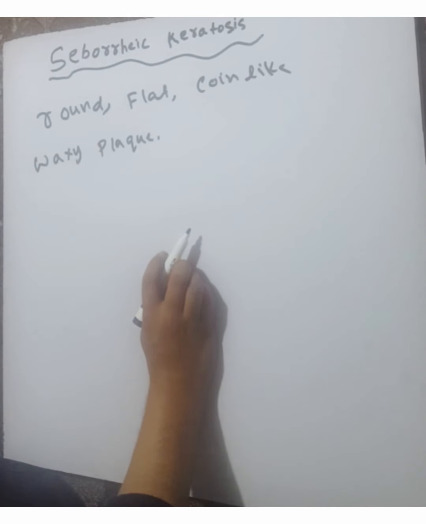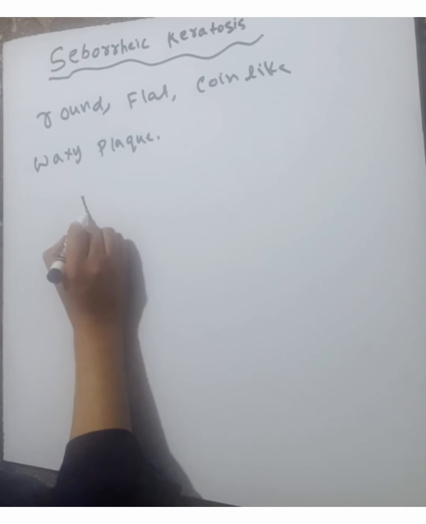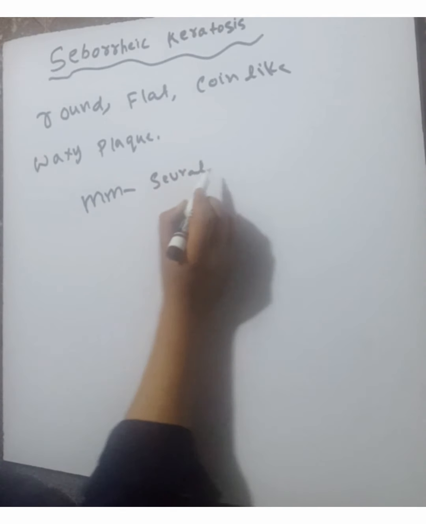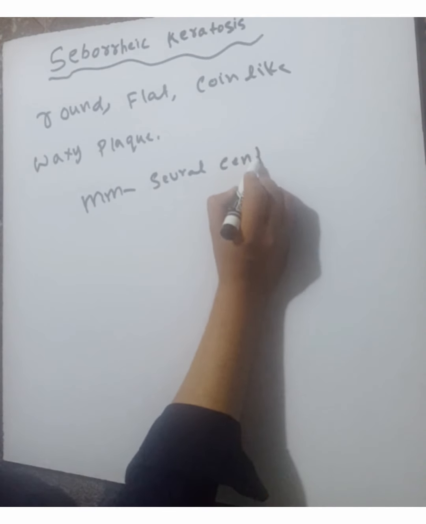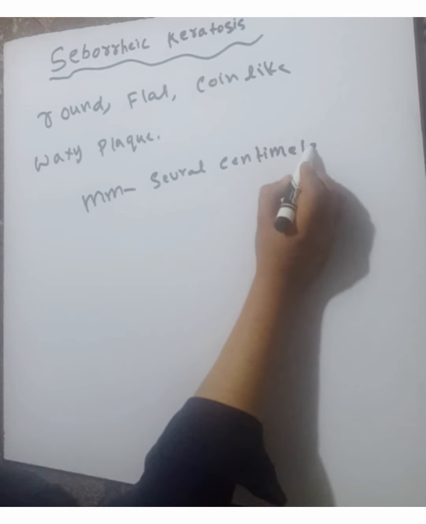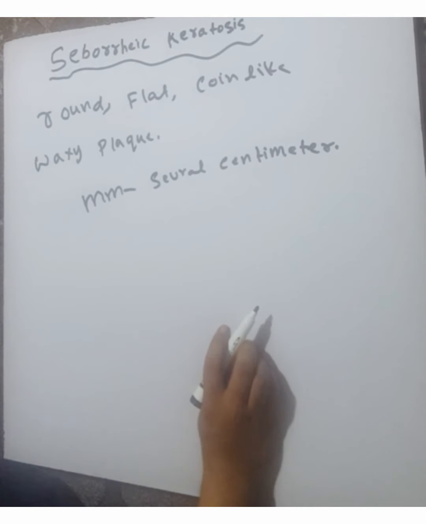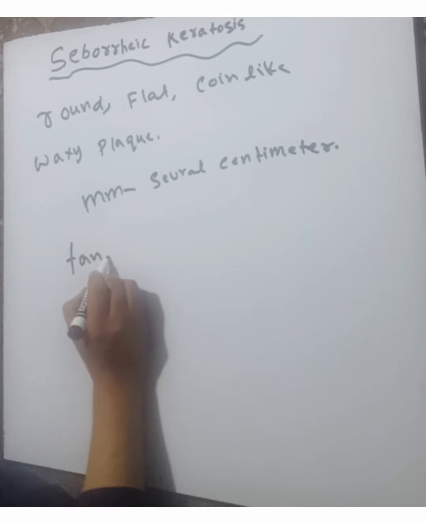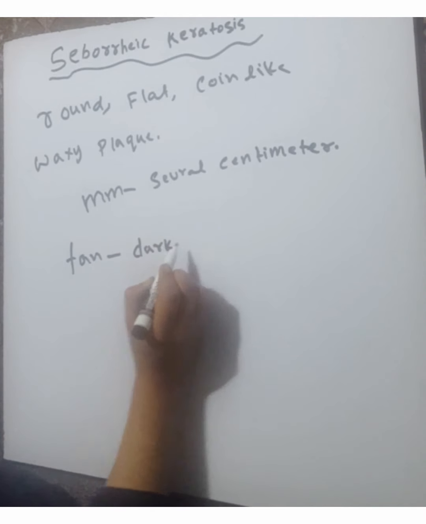The size of the seborrheic keratosis plaques ranges from millimeters to several centimeters. These plaques are uniformly tan to dark brown in color.